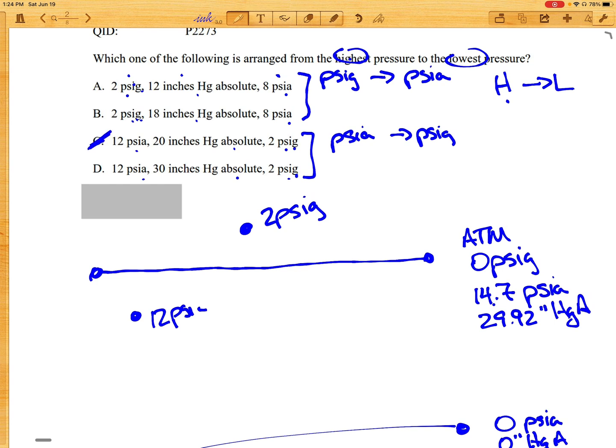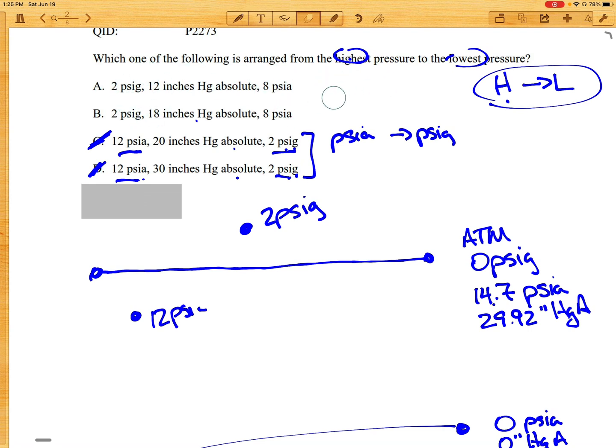So right here, you can make Charlie and Delta go away. We're looking for highest to lowest. And when you go from 12 PSIA to 2 PSIG, you're going from low to high. Charlie and Delta, no good. Now right here, A and B are your only possible answers.